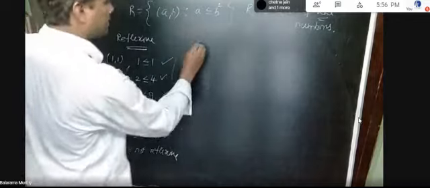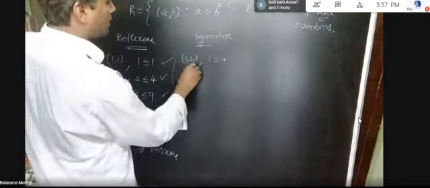R is not reflexive; here the condition does not satisfy. Next, symmetric. Symmetric means what? Take (1, 2). (1, 2) means 1 is less than or equal to 4. Then (2, 1) means what?